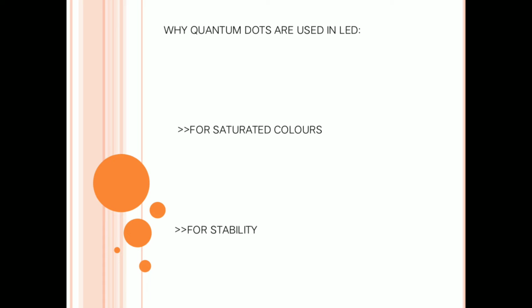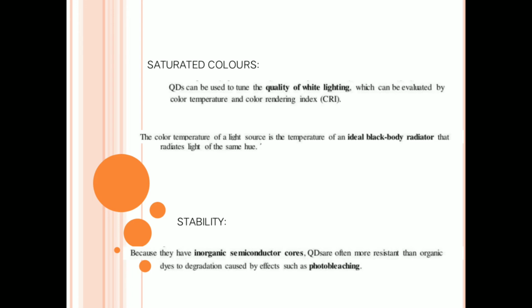So why are quantum dots used in LED? There are some particular reasons why quantum dots are used in LED: for saturated colors and for stability. We mostly need stability in any field. So quantum dots are used in LED for stability and for saturated colors. So what do I mean by saturated colors?